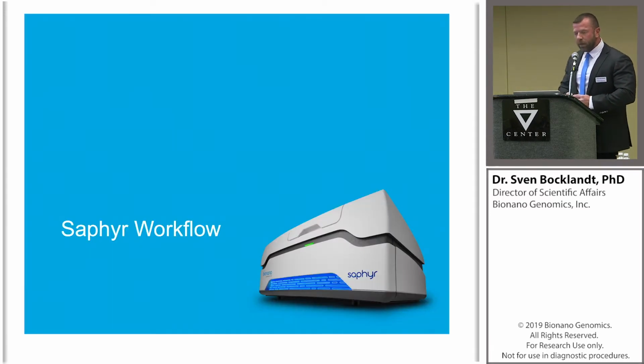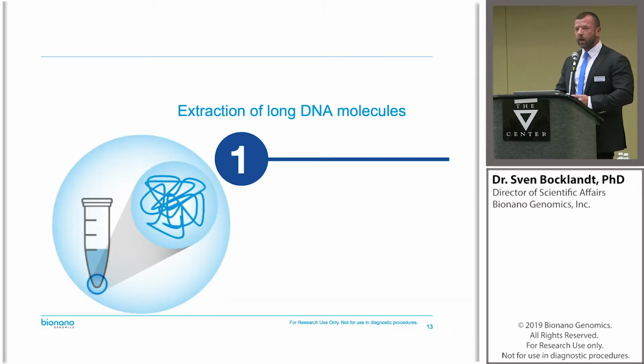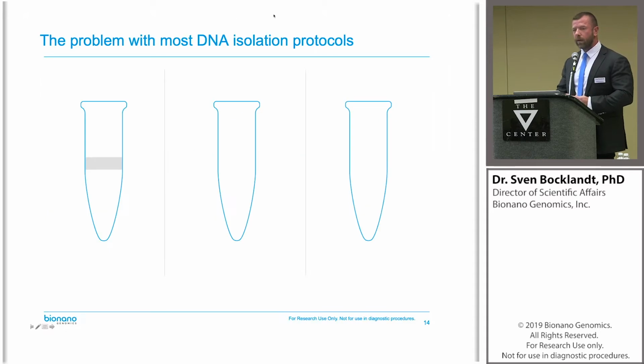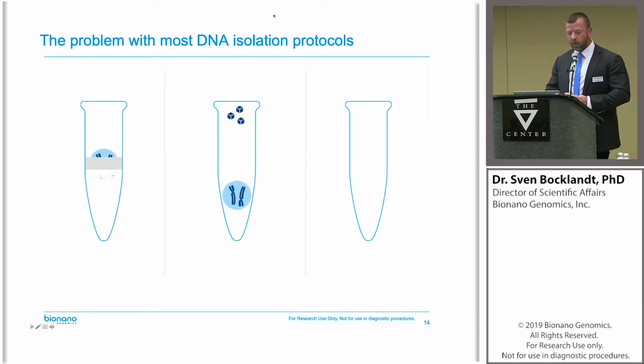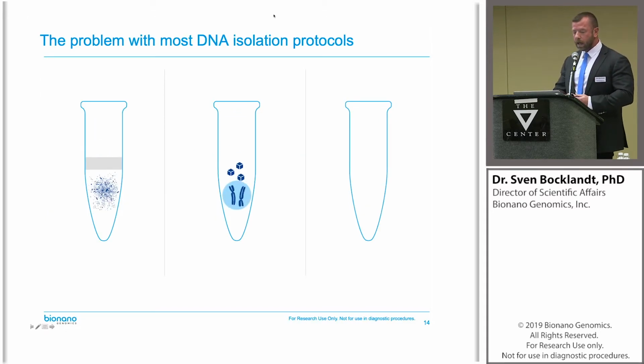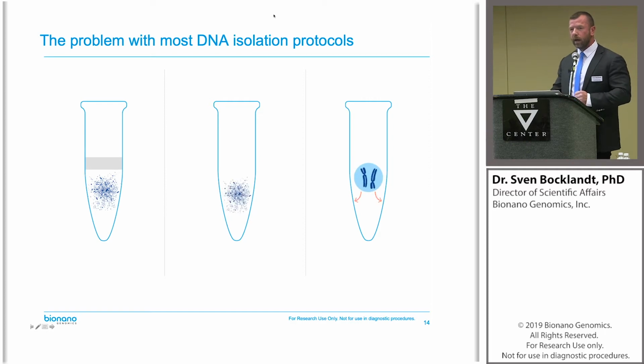Now, if you want to image megabase-sized DNA, the first thing that you need is megabase-sized DNA, and that's not obvious because any standard method to isolate DNA, whether it uses spin columns or magnetic beads or simply precipitates the DNA, exerts so much mechanical forces on the DNA that these molecules break.